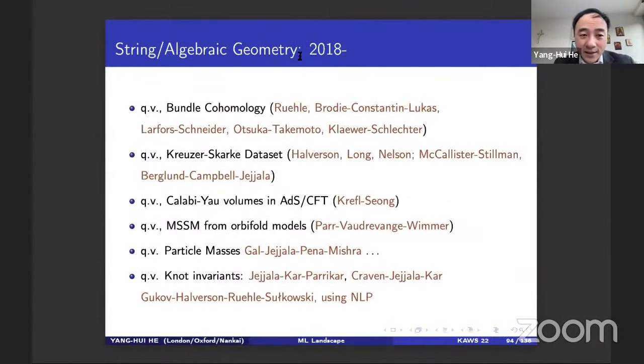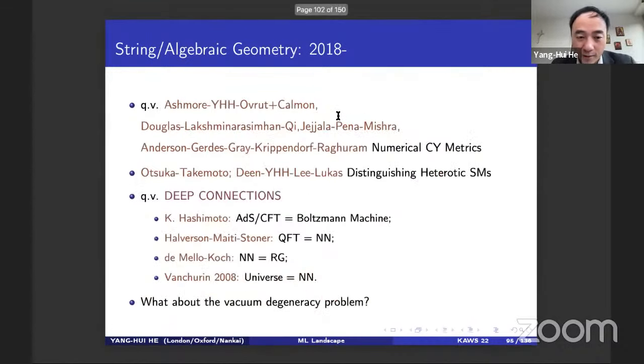And since then, there has been a whole community just testing various things in the geometry related to string theory, and they all tended to work, right? I want to emphasize these beautiful papers of Hashimoto, Halverson, de Mello Koch, and Vanchurin, which go through an increasing level of generalization of what is actually possible.